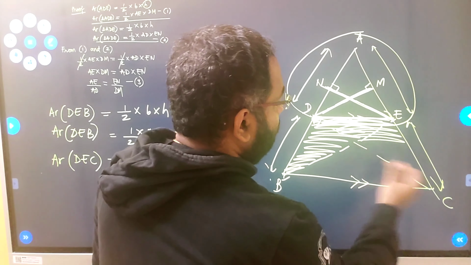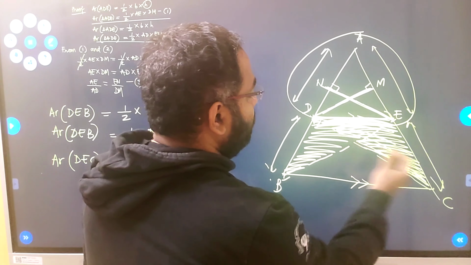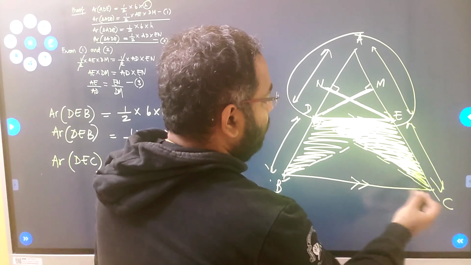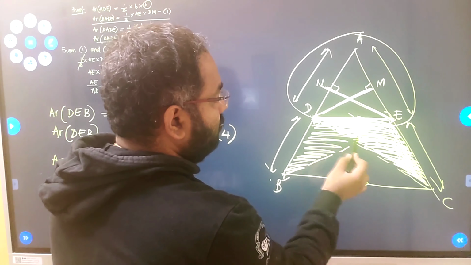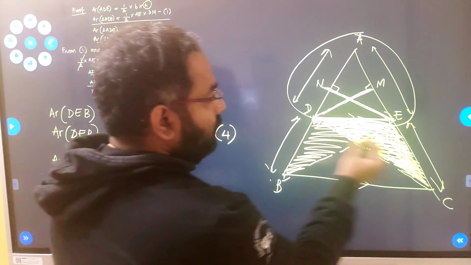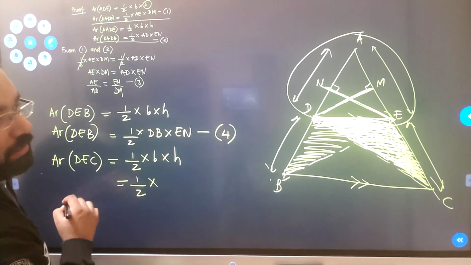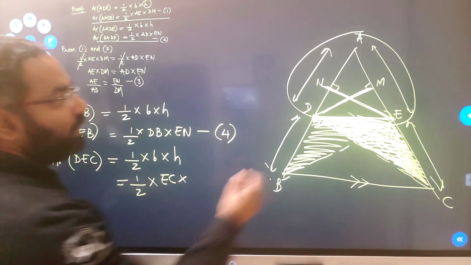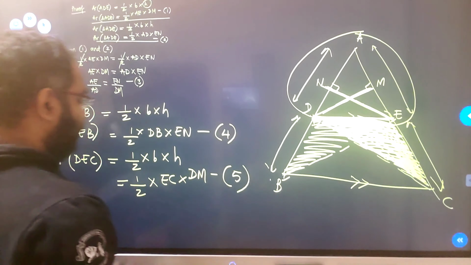I'll just color it for you so that you can differentiate between both the triangles. The one that looks denser is the second triangle I'm considering. This one. Right, this is the second triangle. So this is my base and this is my height. So I'm going to consider EC as my base. This time DM becomes the external height. Call this equation 5.